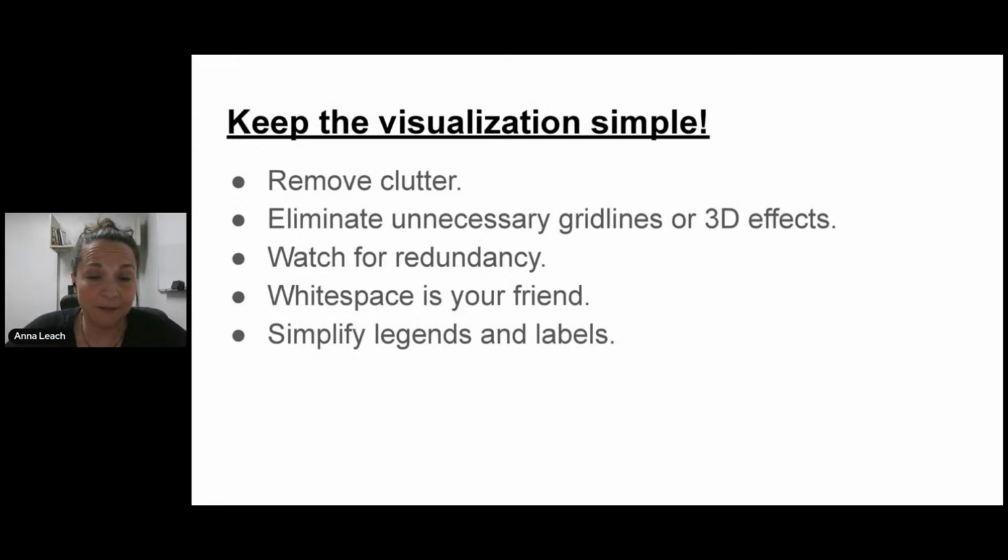Watch for redundancy. So this one is about what information you have on the visualization that maybe you don't need, and this helps us to remove clutter. So for example, if I label my x-axis along the bottom with the months and the year, I do not also need to have a legend and a title that includes that information. If I'm only displaying a quarter of information, for example, I would put in the title that it's Q1 or the subtitle that it's Q1, and I wouldn't include that in the axis.